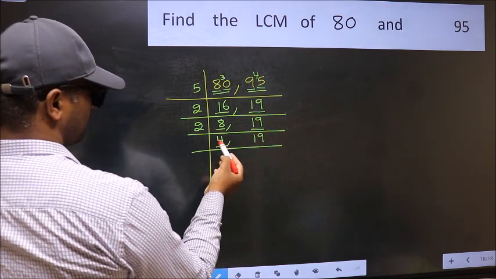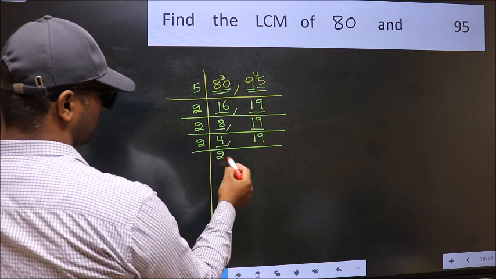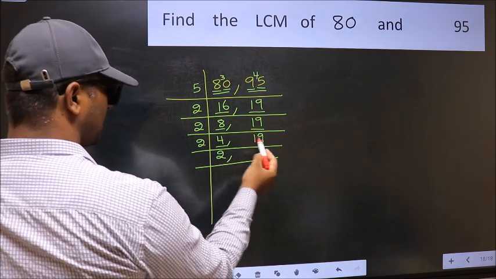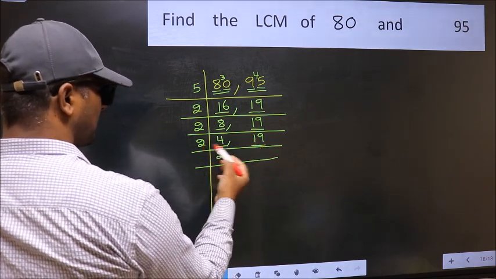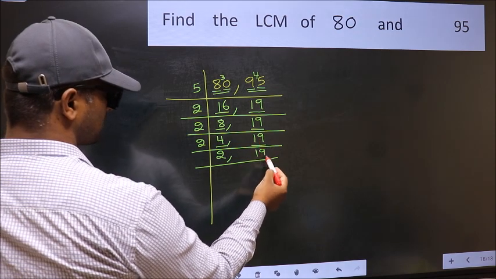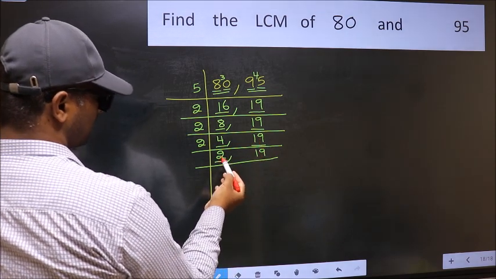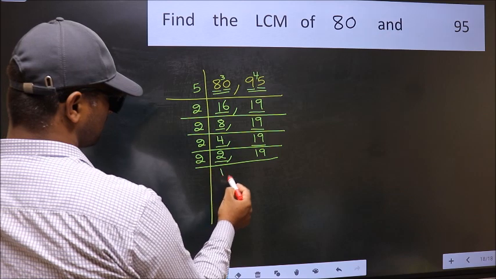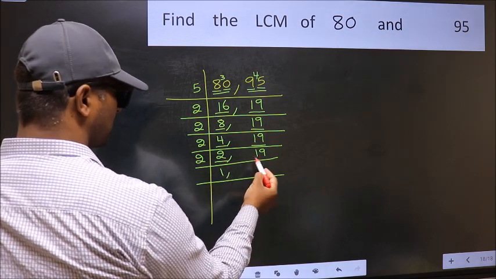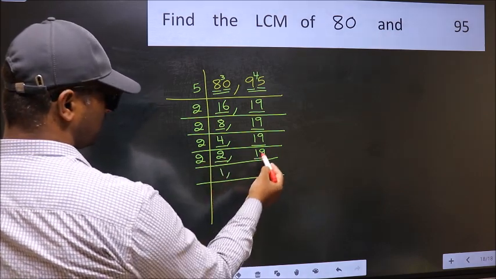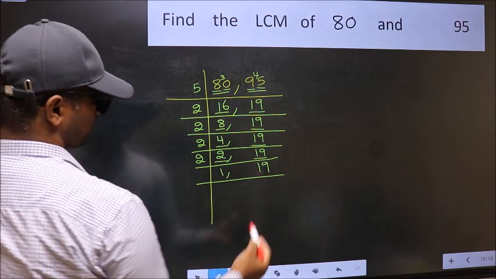Now here we have 4, 4 is 2, 2 is 4. The other number 19 is not divisible by 2, so you write it down as it is. Now here we have 2, 2 is a prime number, so 2 ones 2. The other number 19 is not divisible by 2, so you write it down as it is.